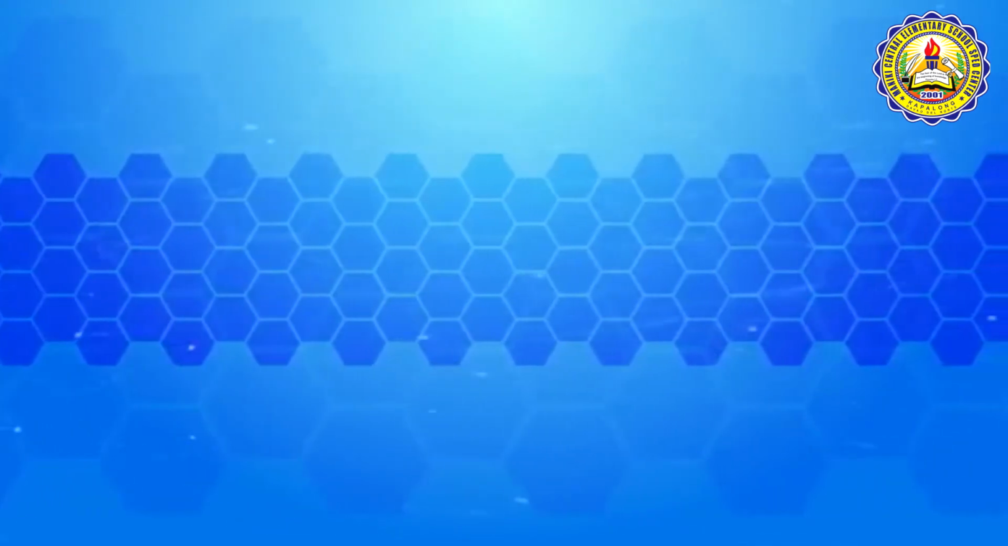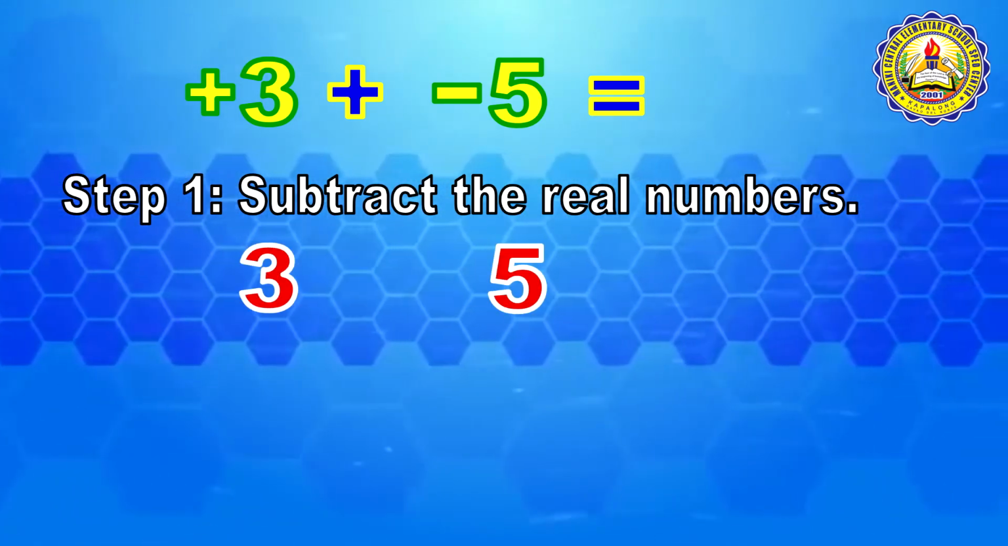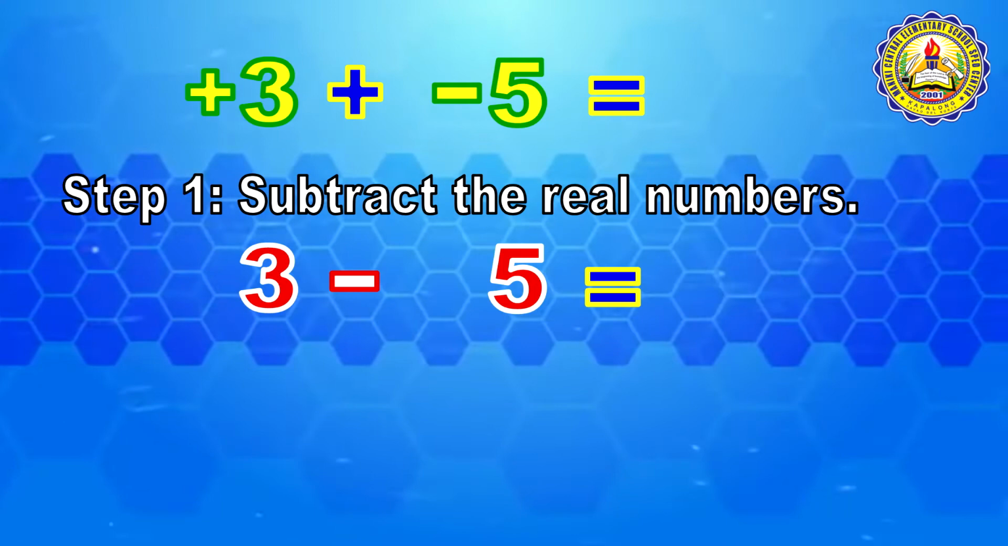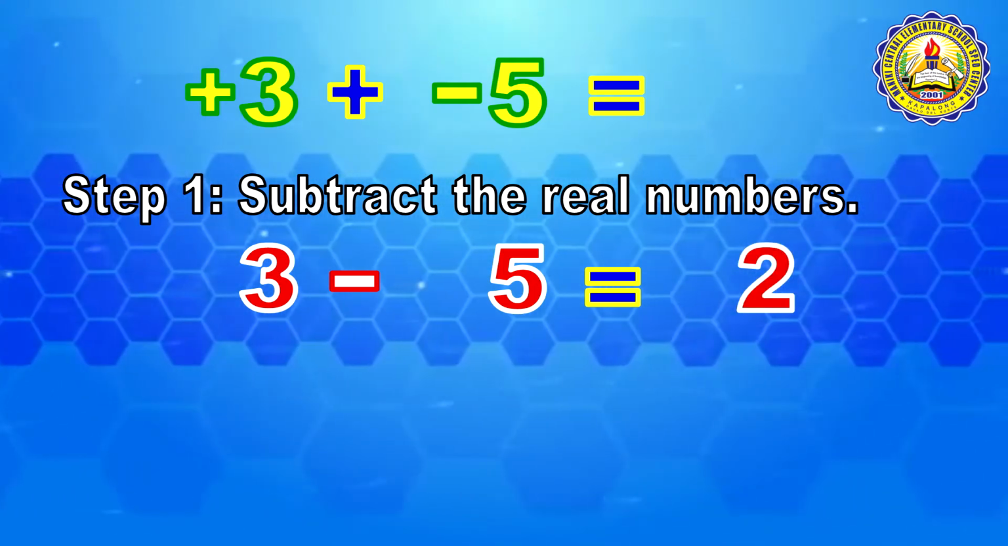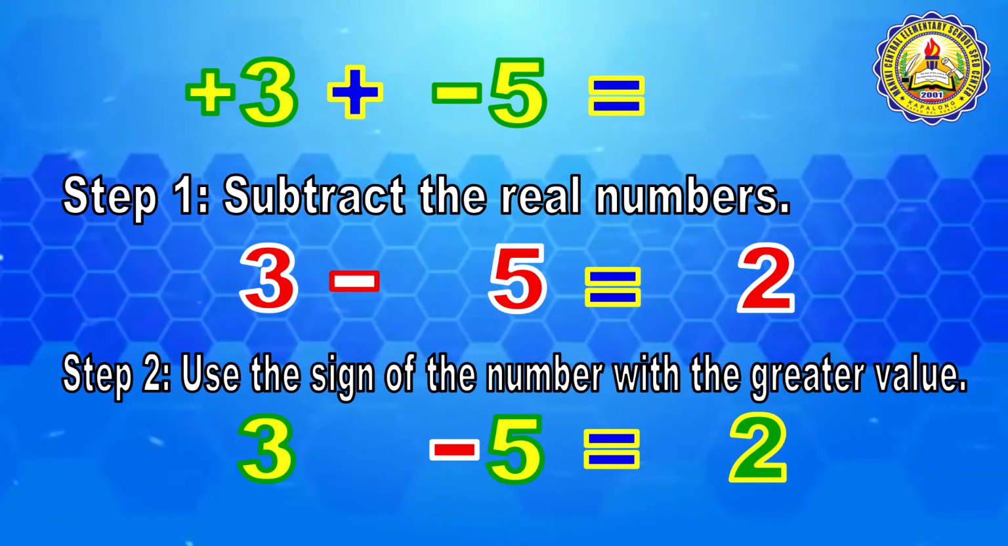Let's try more. Positive 3 plus negative 5. Step 1, let's subtract 3 from 5. So 5 minus 3 is equal to 2. Step 2, since 5 is the biggest number and it is negative, our answer is also negative.